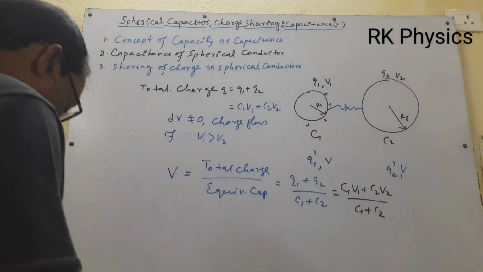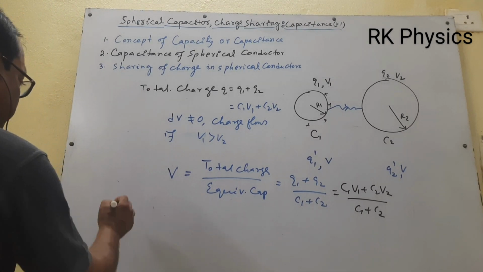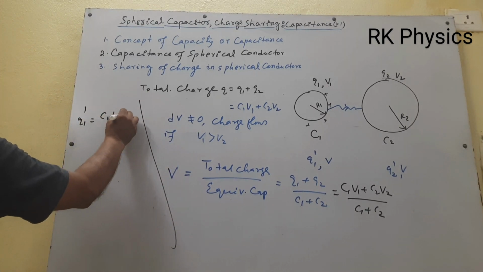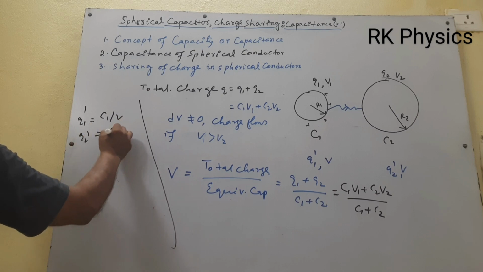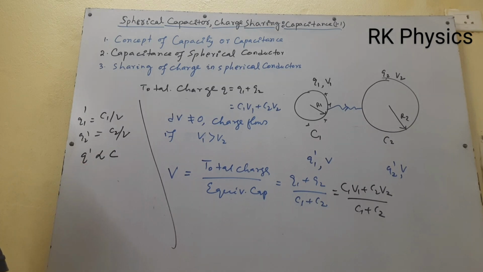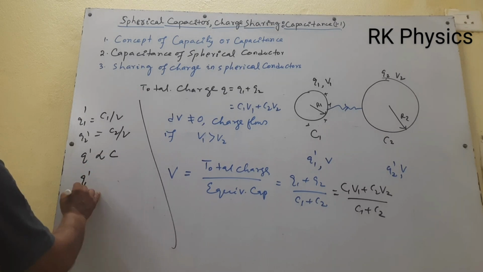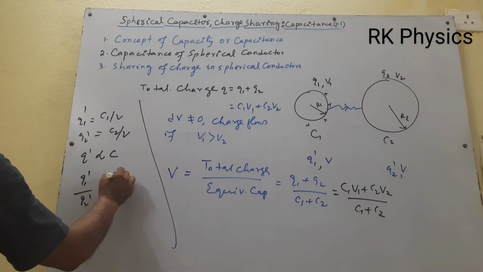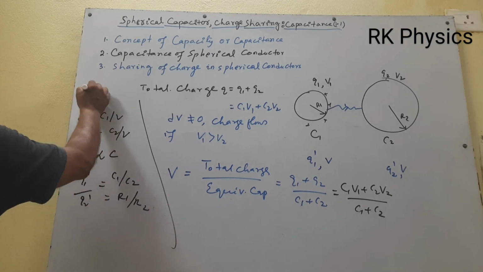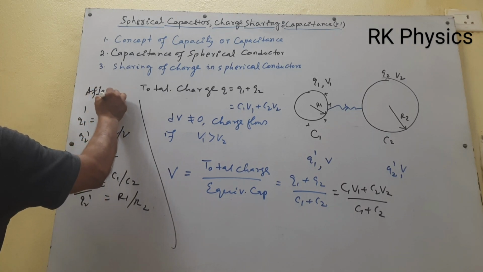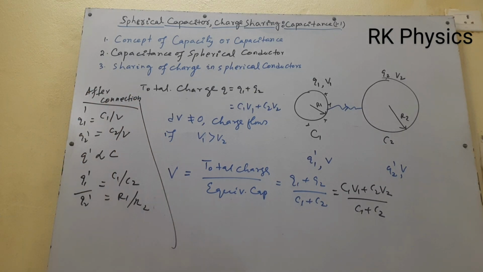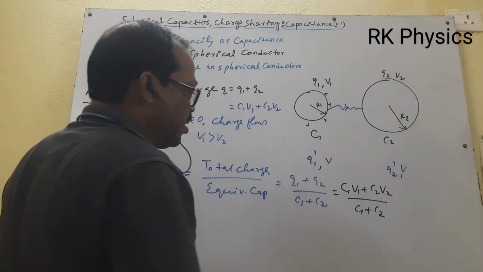Now, write Q1 prime equal to C1 times V, and Q2 prime equal to C2 times V. Therefore, this shows that Q prime is proportional to C, and Q1 prime divided by Q2 prime equals C1 by C2, which is R1 by R2. Now, this is after connection. After connection, this is the important point: both the potentials remain the same.